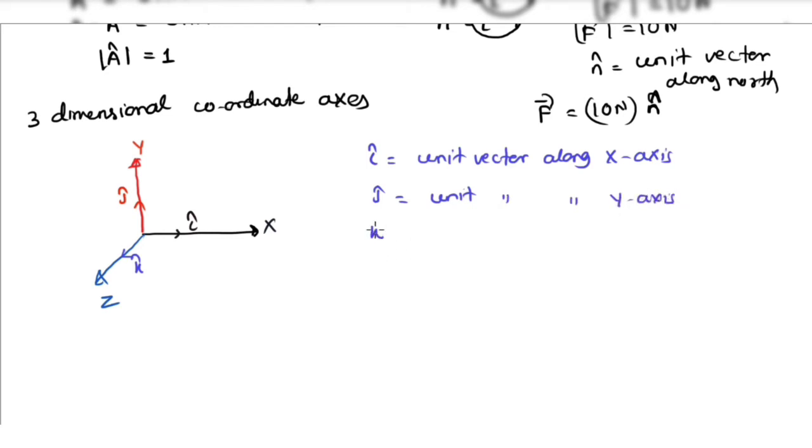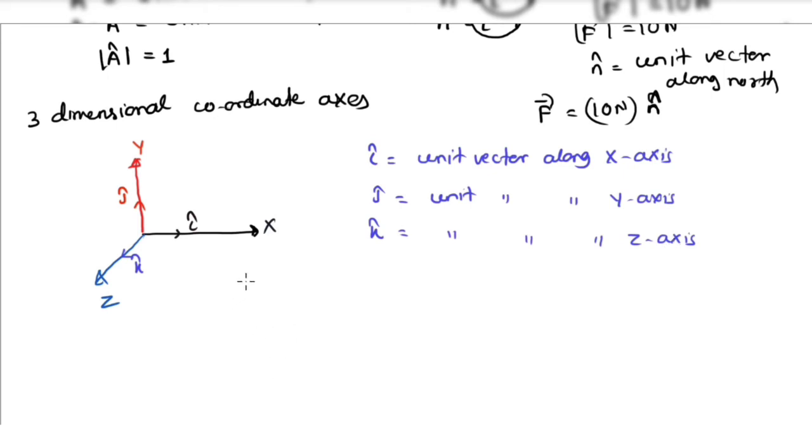And what is k cap? K cap means unit vector along z-axis. And we have positive x-axis, negative x-axis, positive y-axis, negative y-axis, positive z-axis and negative z-axis.